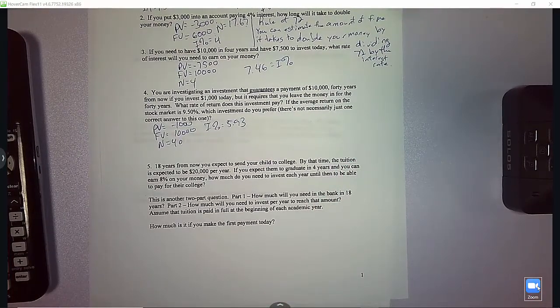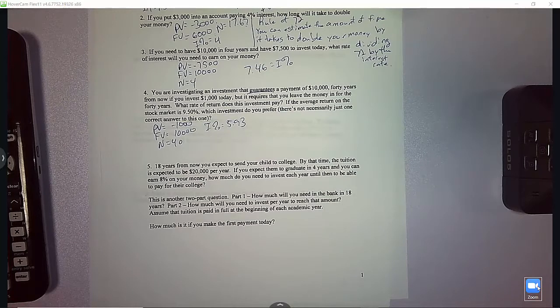So it says here, 18 years from now, you expect to send your child to college. By that time, the tuition is expected to be $20,000 per year. If you expect them to graduate in 4 years and you can earn 8% on your money, how much do you need to invest each year until then to be able to pay for their college?